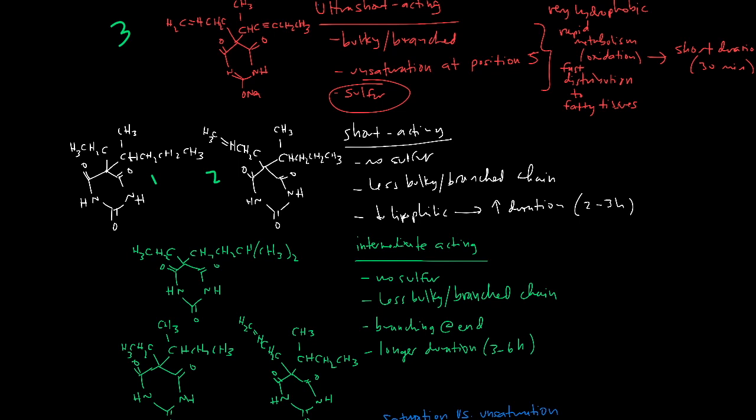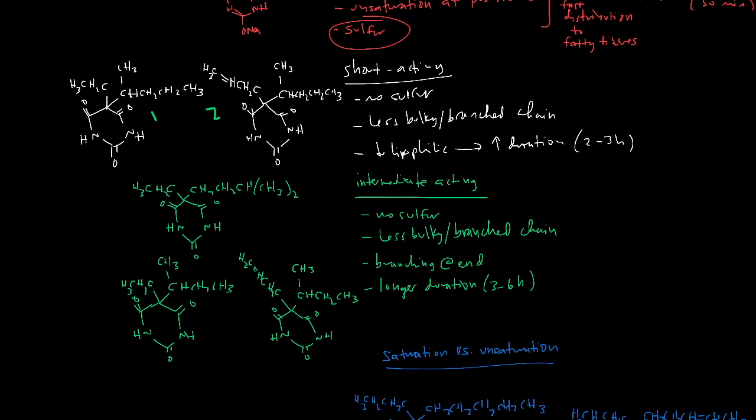So how do you tell if it's short acting or intermediate acting? Let's see. You can tell it's intermediate acting if it has branching at the end. So here's your branching at the end of the chain rather than over here inside the chain. This is at the end of the chain. Or it has even less unsaturation and branching. And also, it has less number of carbons. Less carbons.